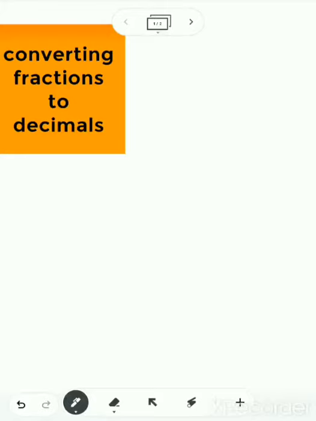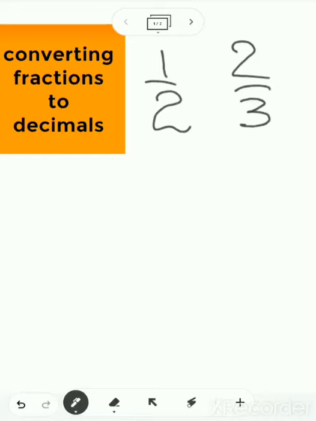Hi everybody, today we are looking at converting fractions to decimals. And so the two fractions that we're going to be looking at today are a half and 2/3. So let's begin with a half.